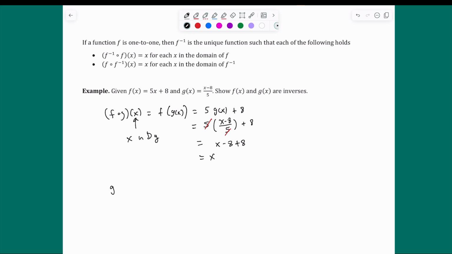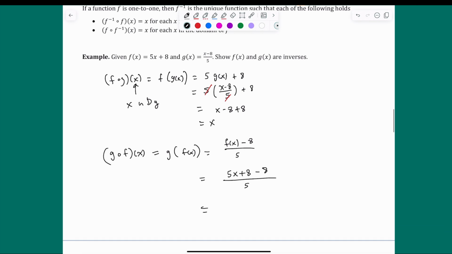Now we do the same thing but the other direction. So g of f of x. We would have f of x minus 8 all over 5, but f of x is 5x plus 8, and then we're subtracting off 8 there, divided by 5, so those 8s simplify to give us 5x over 5, which gives us just x.